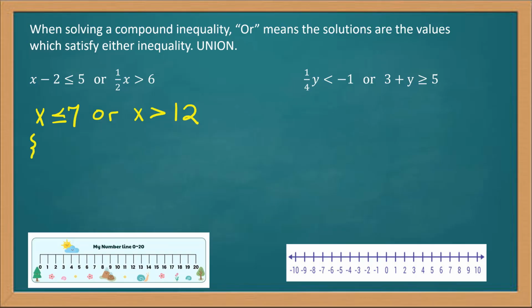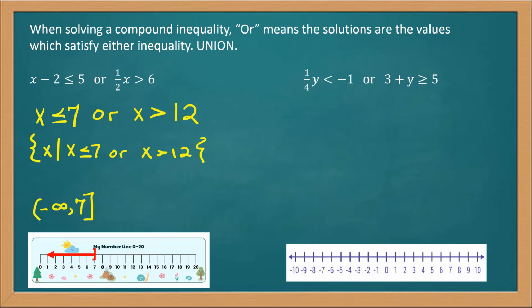So you're going to have your set notation: x such that x is less than or equal to 7 or x is greater than 12. And then for your interval notation, you're going to start at negative infinity, and you're going to go all the way up to 7, including 7. And then we'll just go ahead and graph that.